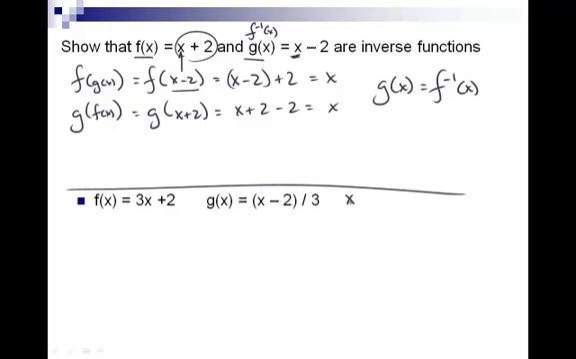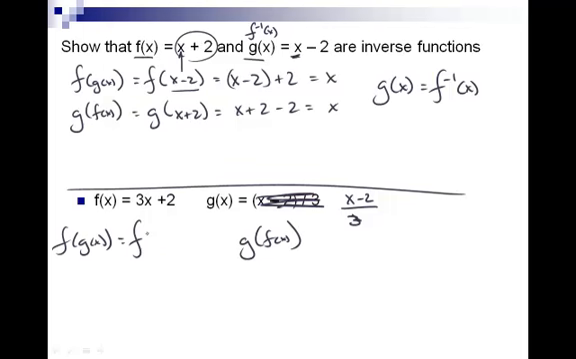Go ahead and try this one. The one on the right would be more clear if we wrote it this way. So go ahead and try to do f of g of x and then g of f of x, and then come back to the video. So f of g of x is f of x minus 2 over 3. Plugging that into my f function, that's 3 times x minus 2 over 3 plus 2.